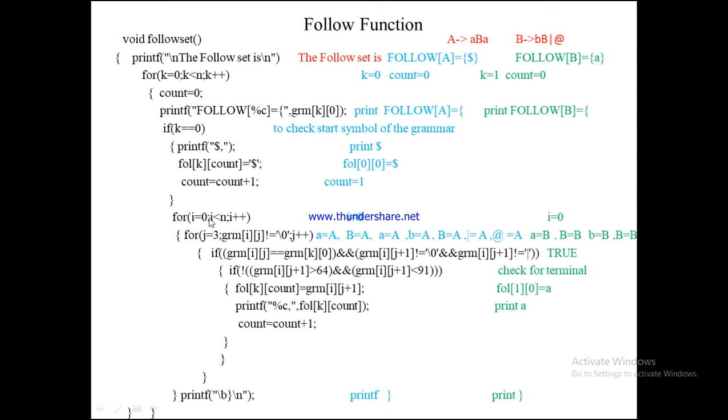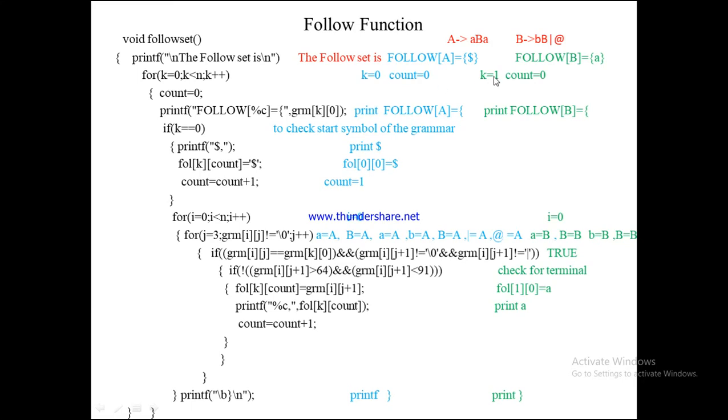Okay, now what is the I value? 0. J value is equal to 3 and I am checking whether 03 is not equal to null. What is 03? It is a small letter A. That is this one, 03 is this one. So whether it is not equal to null, yes, I'll come here. Then again I am checking whether the small letter A is equal to GRM of I03. GRM of 03 is what? 03 is small letter A. Is equal to the GRM of a K0.